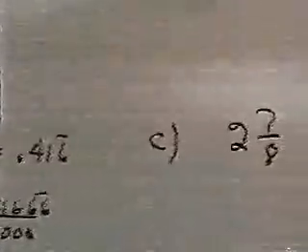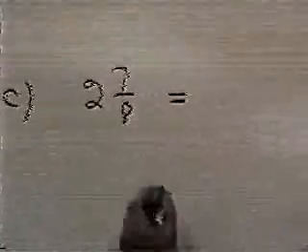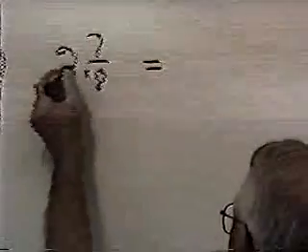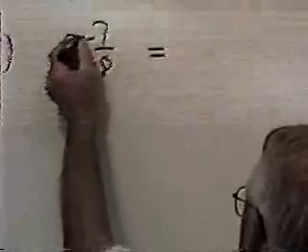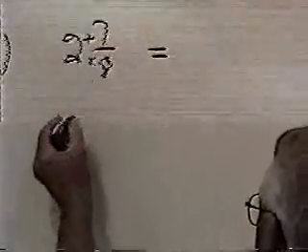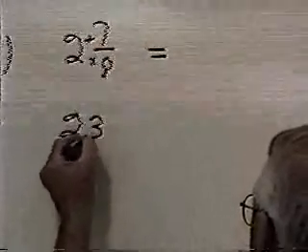All right, look at the C part. What do we do now about a mixed number? So we multiply this times that. 2 times 8 is 16, plus 7 is 23/8.